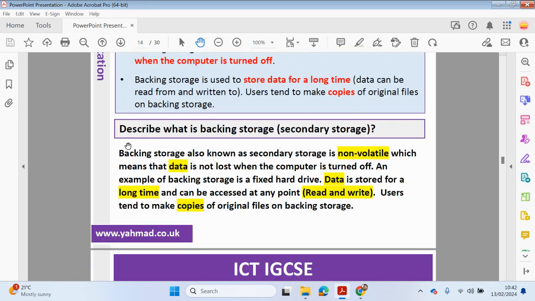So describe what is backing storage, secondary storage. So backing storage, also known as secondary storage, is non-volatile. So you can see we keep using these same keywords again, which means data is not lost when a computer is turned off. An example of backing storage is a fixed hard drive. Data is stored for a long time and can be accessed at any point, read and write. Okay, and users tend to make copies of original files onto backing storage. So data can be read and written to on backing storage as well.